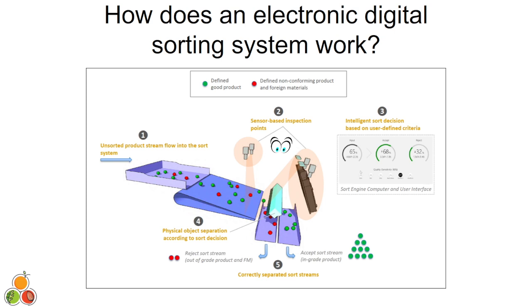So how do non-destructive techniques, or how do electronic digital sorting systems work? Basically, I can divide this into 5 different components. One is conveying of the product, the unsorted product, both good quality, high quality, mid quality, whatever, is conveyed through the second component, sensor-based inspection points, and this is where I will focus the majority of my talk today. And what are the sensors that are available out there? Or what are we using even in state-of-the-art sensors?